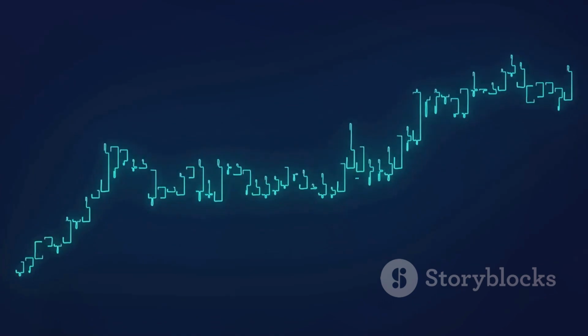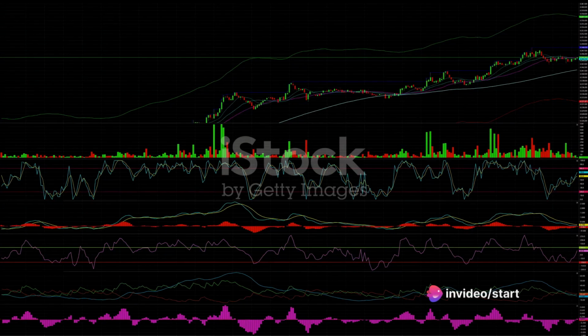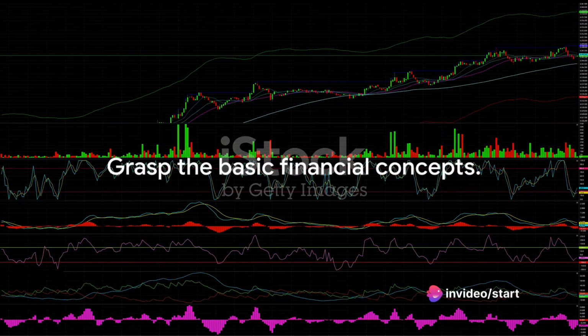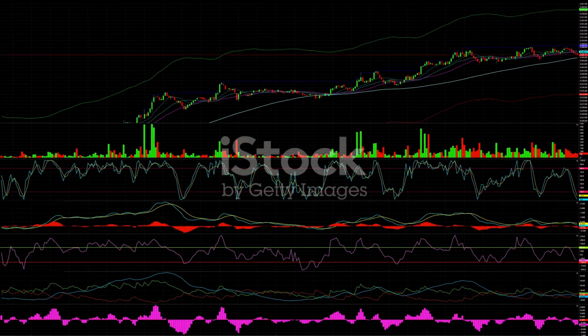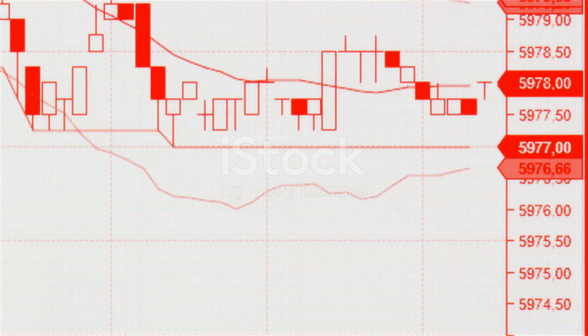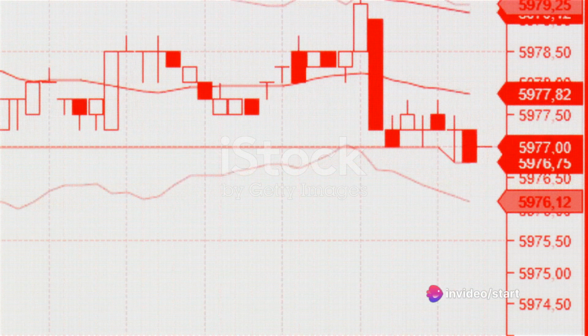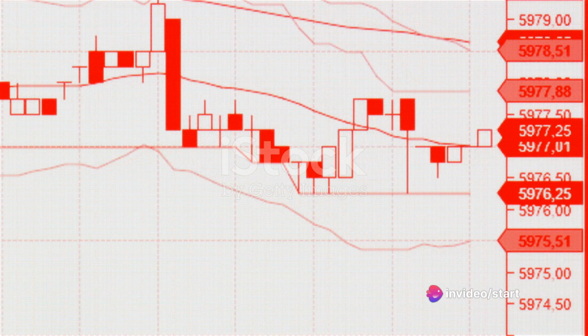Understanding technical analysis can provide you with the tools to make more informed trading decisions. So, how do you get started with learning technical analysis? First and foremost, grasp the basic financial concepts. These are the building blocks that'll help you understand the complex world of technical analysis. Remember, the stock market isn't a game of chance, but a field that requires a strong foundation in financial knowledge.